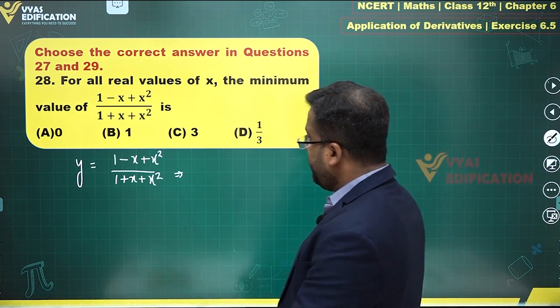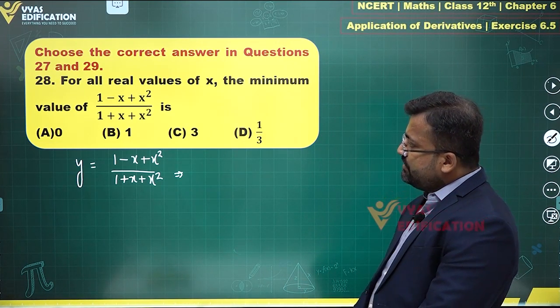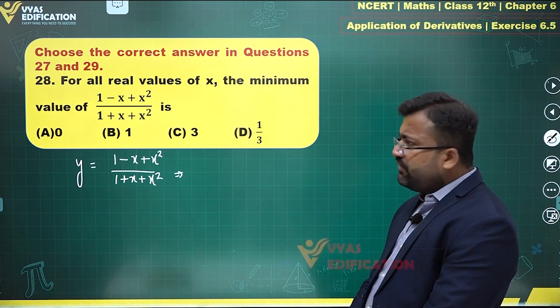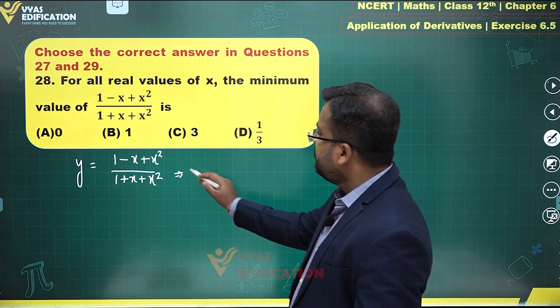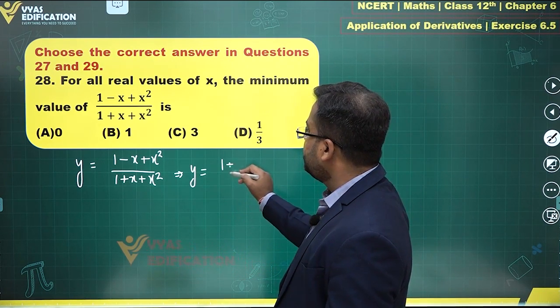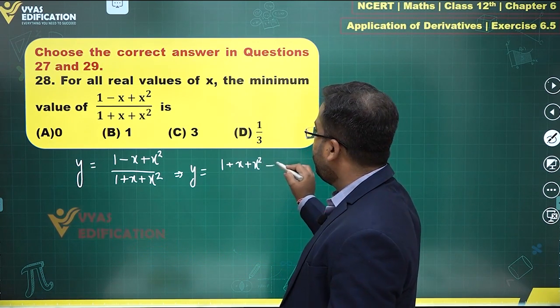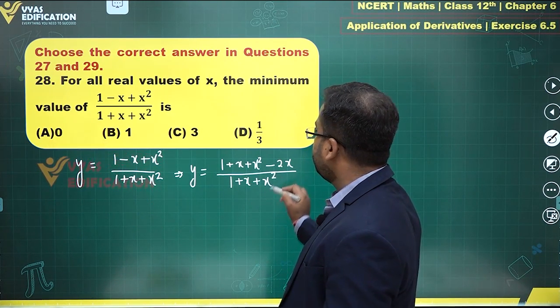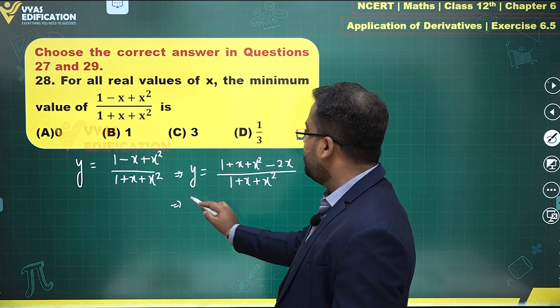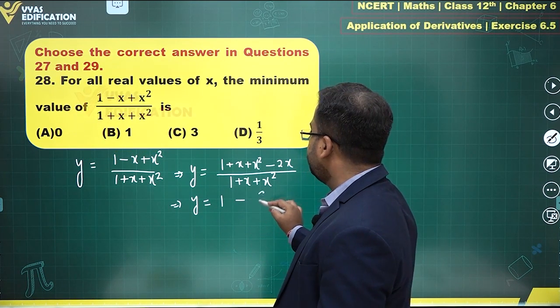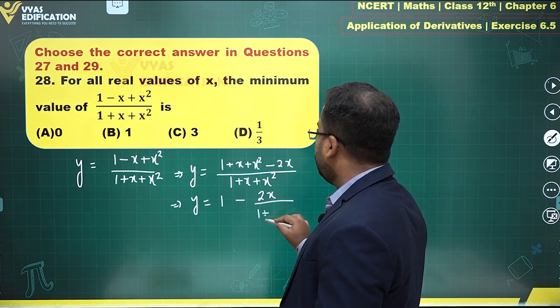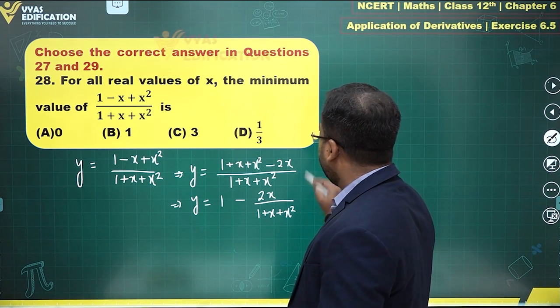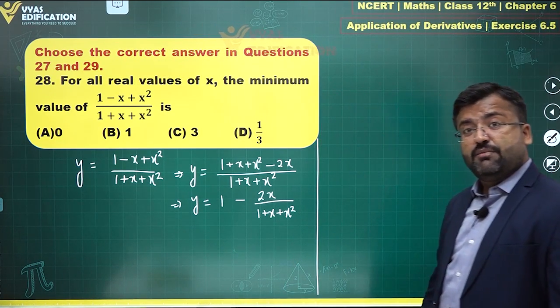We can differentiate this and see where it takes us. Differentiation would be pretty long, but can we simplify it somehow? Maybe. We can write it as y is equal to 1 plus x square minus 2x in the numerator, and 1 plus x square in the denominator. This becomes y equals 1 minus 2x upon 1 plus x square. And now differentiation will be relatively simple, right?